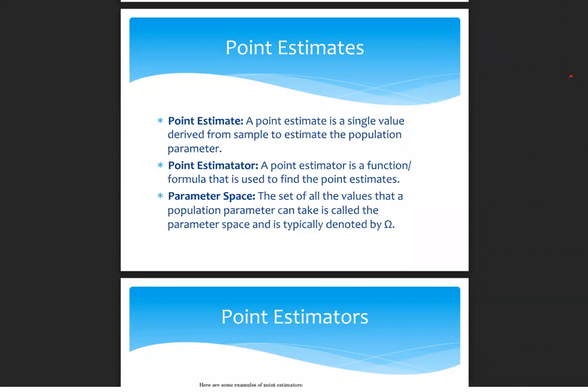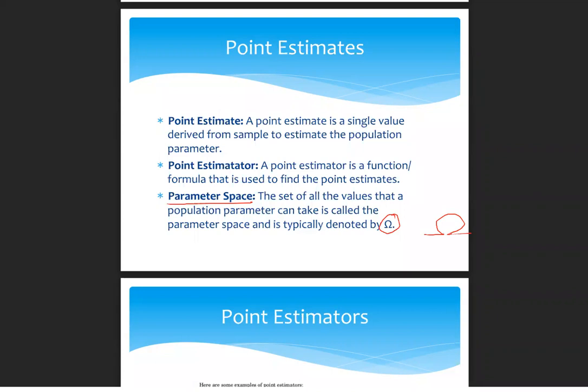All right, so next, the formula, once again, that you use in order to find the point estimate is called the point estimator. And I'll show you different formulas that we use. The next term is the parameter space. What is the parameter space? The parameter space is denoted by omega, the Greek letter omega. Now, it is representing the set of all the possible values that your population parameter can take.